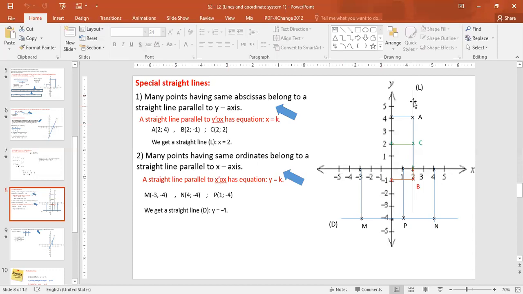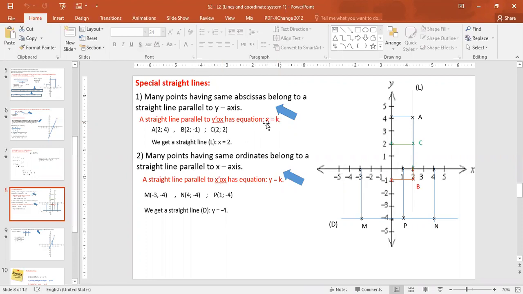So if I'm drawing many points having the same abscissa, they will give me a straight line parallel to the y-axis. What will be the equation of this straight line? They all have an abscissa of 2, so the equation will be x equal to 2. This is the first special equation. It has a general form x equal k. K is a number, it might be positive or negative. K depends on the abscissa. So if the abscissa of all the points is 2, then the equation of the straight line will be x equal to 2.